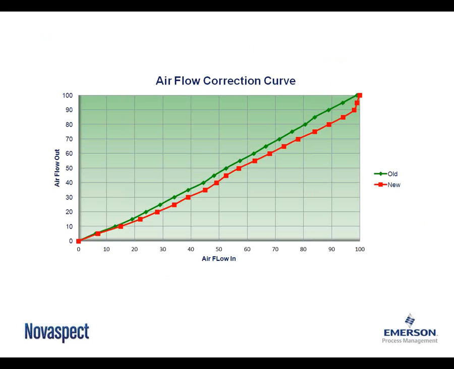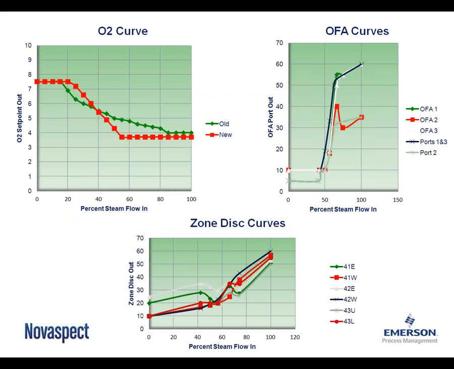The green one on top is the initial curve that we started with, and the red one is the one we ended up using. And then we have the O2 curve. The upper left-hand corner shows the O2 curve. Again, the green one was the old one, or the initial starting point, and the red one is one we moved to. As you can see, we ended up with a lower O2 at the higher end that was consistent, but that gives them a little bit better efficiency at the high end.